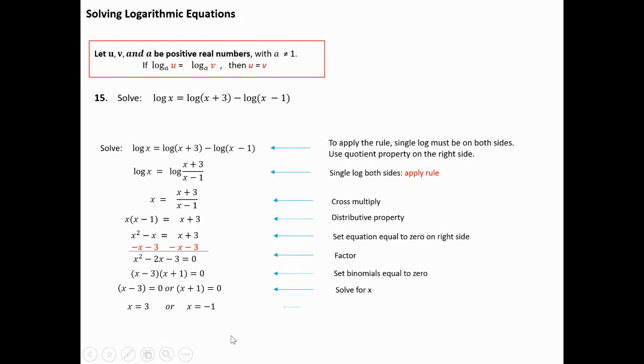So these are my two solutions. But we always have to check our work. Hey guys, you have to recall that the argument of a log cannot be negative. It also cannot be 0, because if you put log of 0 in the calculator, it's going to give you undefined, or if you plug in the log of a negative number. So right away I know that negative 1 cannot be it. But let's pretend I didn't know that.